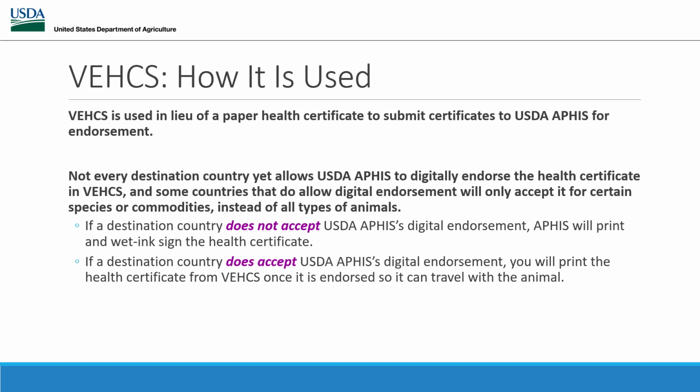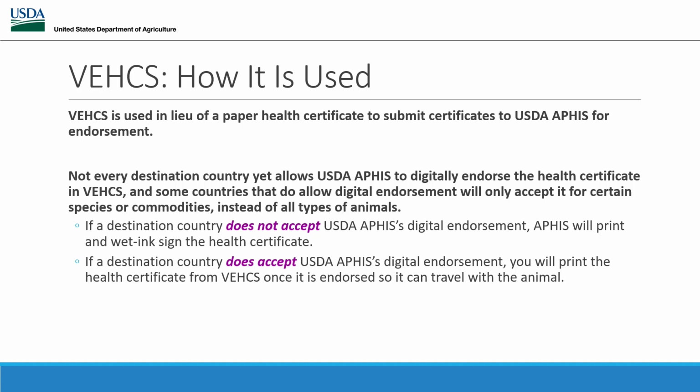While VEHCS has the capability of also allowing your USDA endorsement office to digitally endorse health certificates, not every destination country yet accepts USDA's digital endorsement. If a destination country does not accept USDA APHIS's digital endorsement, the health certificate will be endorsed like a traditional paper health certificate, with the USDA APHIS veterinary medical officer signing in ink and embossing with USDA's seal.